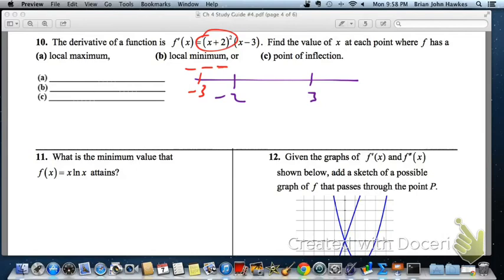And then in between -2 and 3, let's pick 0. Same thing. The first factor is going to be positive. The second factor, 0 minus 3, is going to be a negative. So positive times a negative is a negative.